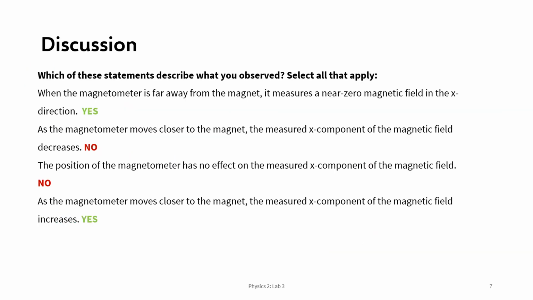So which of these statements describes what we observed? When the magnetometer is far away from the magnet, it measures a near zero magnetic field in the x direction. Yes, that's true. As the magnetometer moves closer to the magnet, the measured x component of the magnetic field decreases. It's not true. The position of the magnetometer has no effect on the measured x component of the magnetic field. No. And as the magnetometer moves closer to the magnet, the measured x component of the magnetic field increases. Yes.